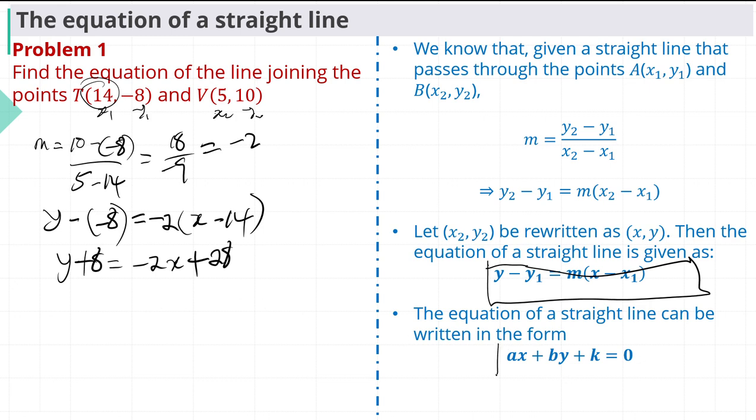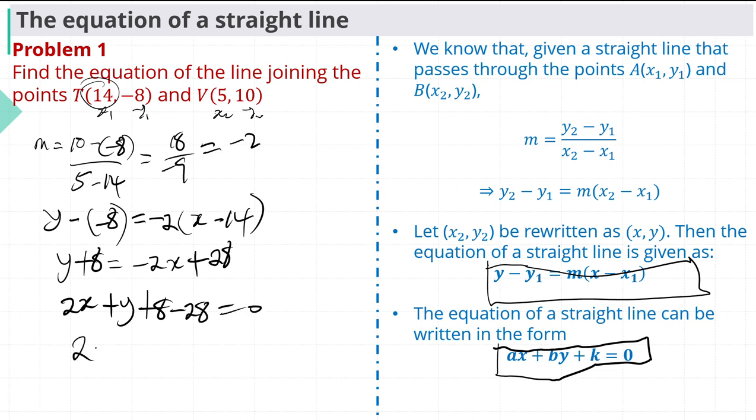Now we are saying that the equation of a straight line can be written in the form ax plus by. That's the term containing x should be written first. So when we add 2x to both sides, we get 2x plus y. Subtract 28 from both sides, we get 0, which in turn gives 2x plus y minus 20 equals 0. So this is the equation of the straight line mentioned in the question.